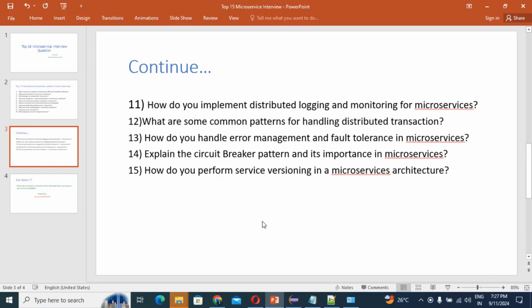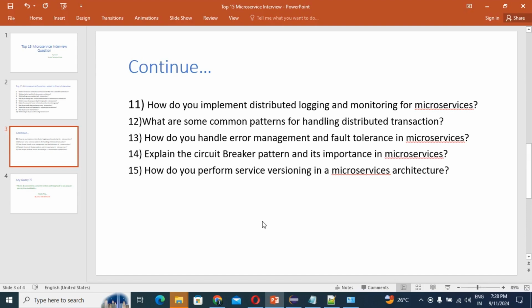It looks very simple, but once the interviewer asks this question, most candidates get confused about what answer to give. At that time you should not be confused. So what I'm going to explain, please be focused and listen carefully, so your answer and your thinking skills will improve. What is the question? How do you implement distributed logging and monitoring for microservices?